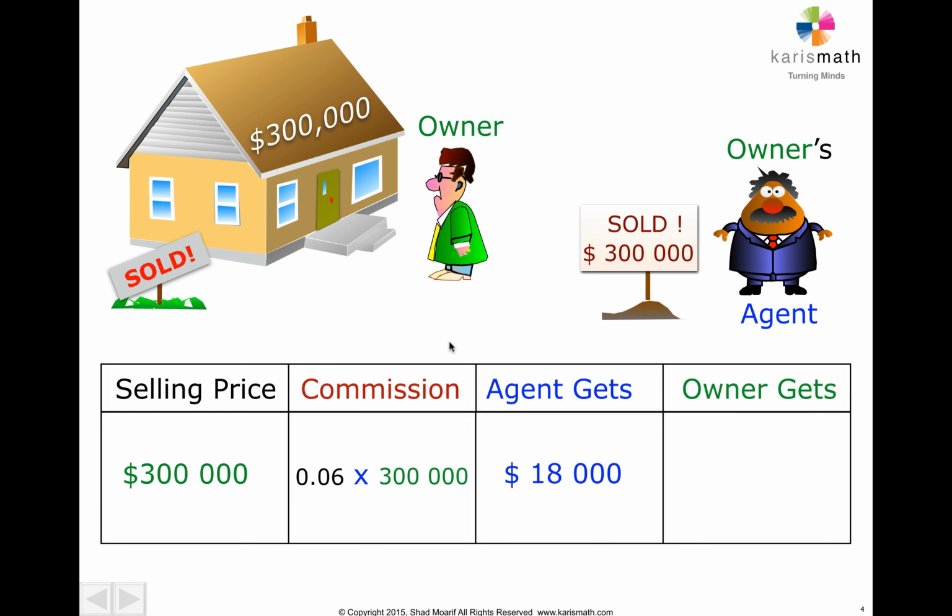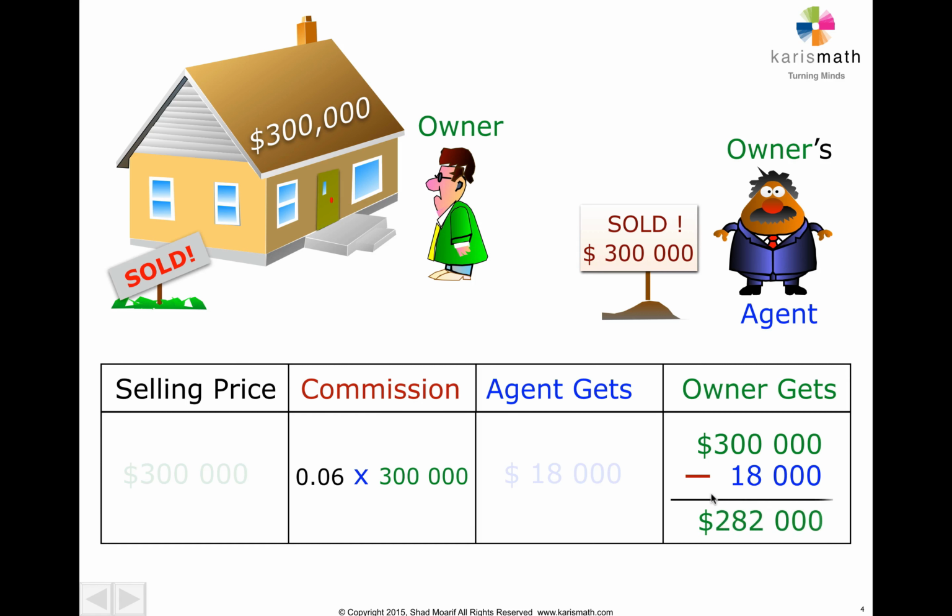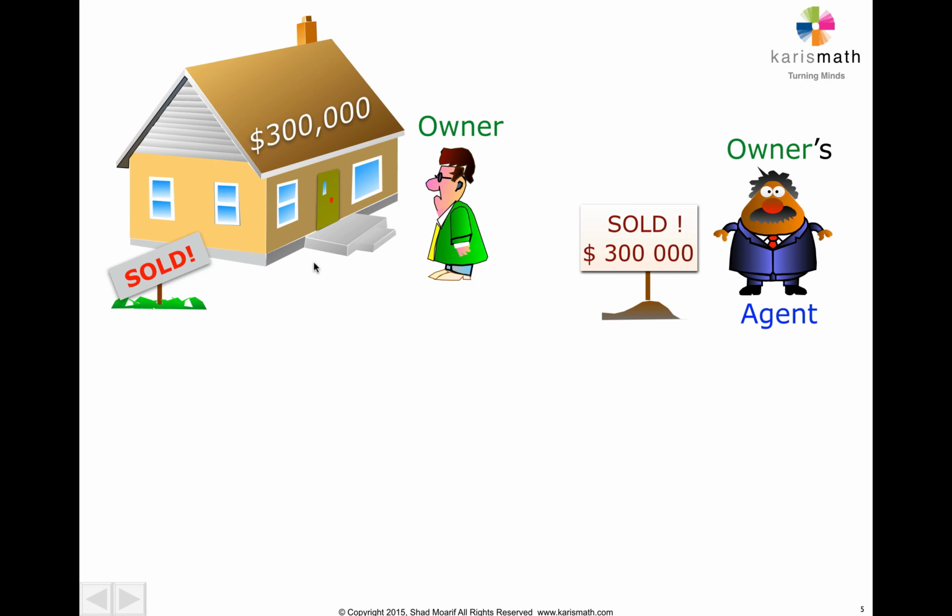And that $18,000 is paid out of the $300,000 that was received for selling the house. So out of the $300,000, the owner does not get all of it, but he has to pay out $18,000 to this agent. And whatever is left, that's $282,000, is what he gets. So that is what the owner gets for the house. You got it? That's the whole idea of commission.